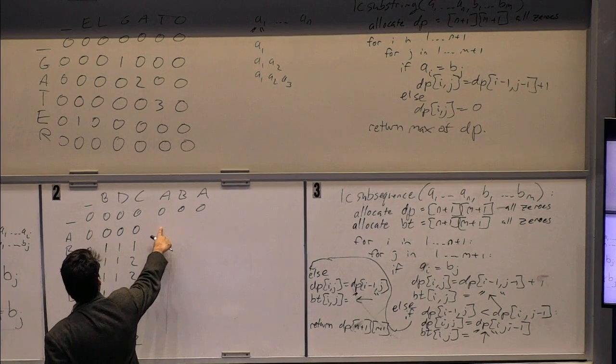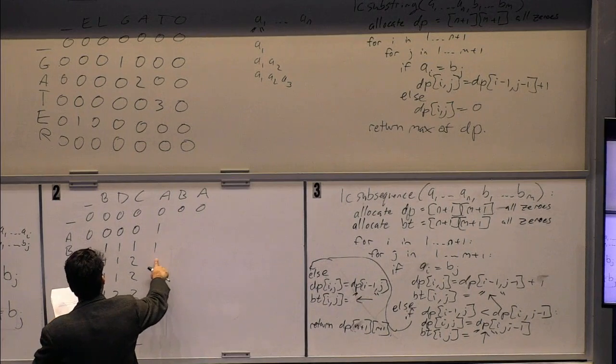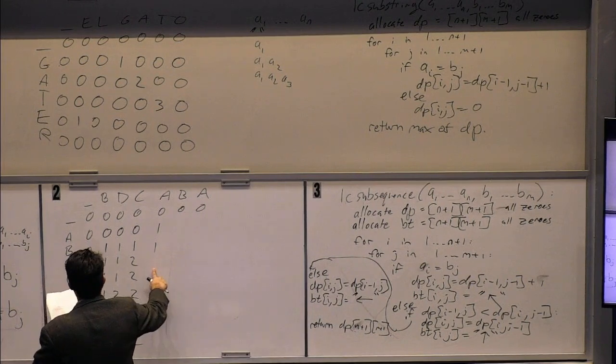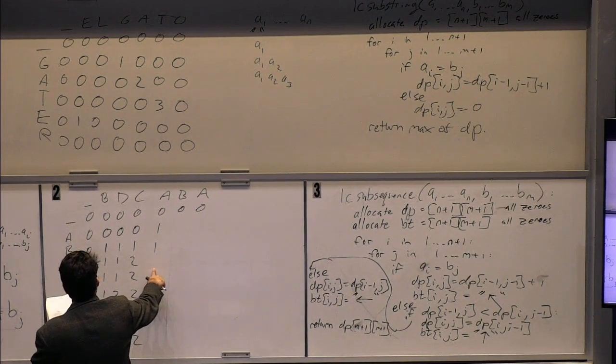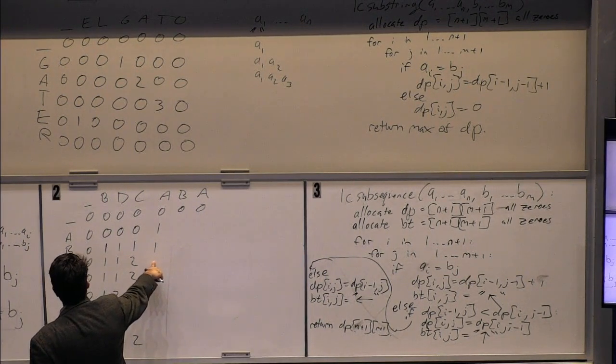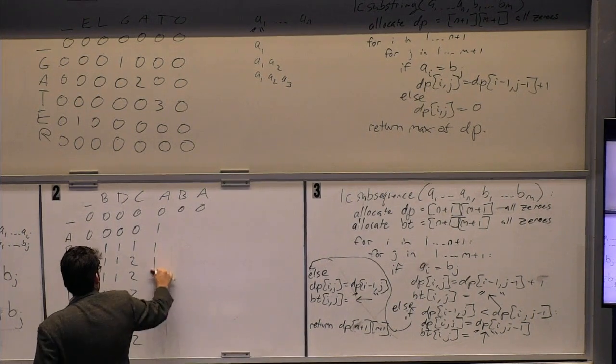The longest common subsequence of BDCA and A is going to be 1. The longest common subsequence of AB and BDCA is going to still just simply be A. The longest common subsequence of ABC and BDCA is simply going to be 1, right? The longest common subsequence of BDCA and ABC should simply be either A or C. So this should be a 1, but I have it as a 2 in the notes. BC, that's correct. Okay, good.